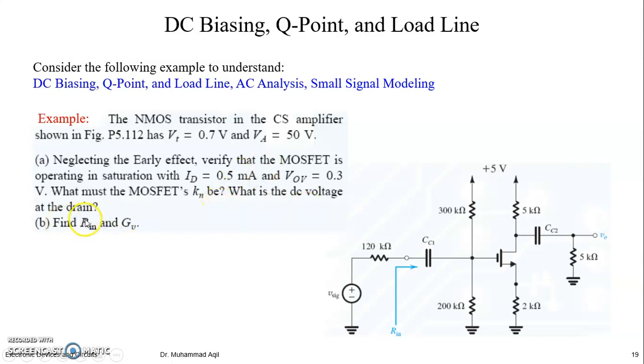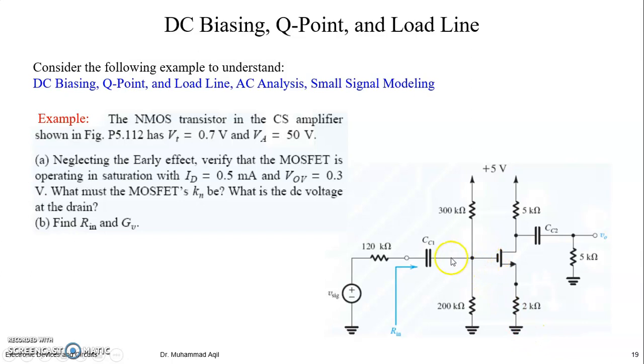And what is the DC voltage at the drain? Find the value of VD. And then find RN and GV, right? So this part belongs to the AC analysis we will do later, but at this time for DC analysis we can consider these. But let me show you one thing. From your previous knowledge about BJT, can you tell me which configuration is this amplifier?